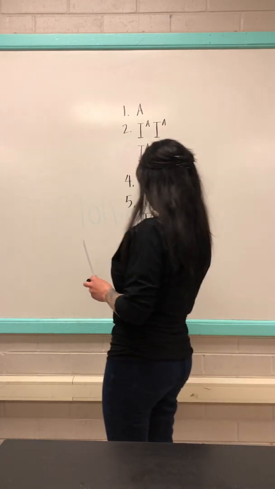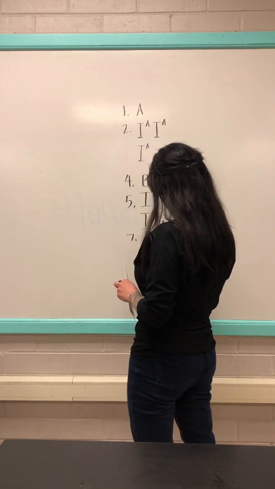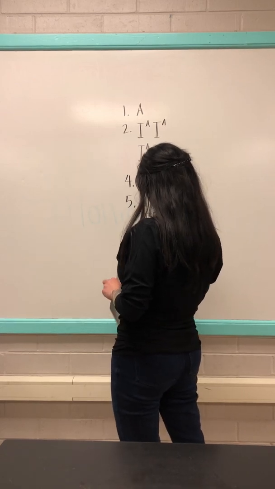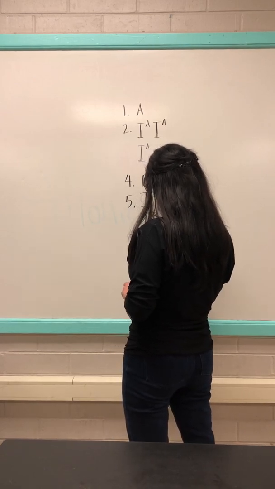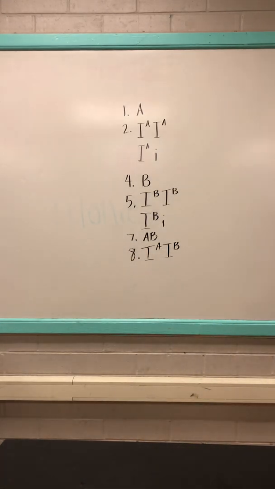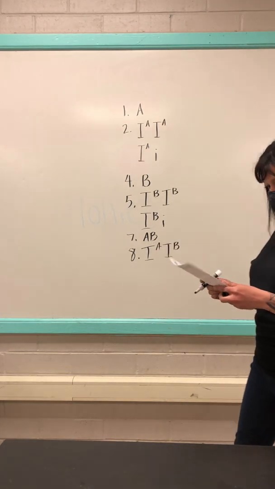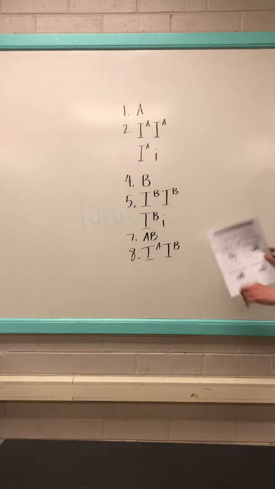Seven is AB. So 8 has to be I A I B. It can't be anything else, because one of them has an A and one of them has the B. So if you have AB, you have to have an A and a B on it.